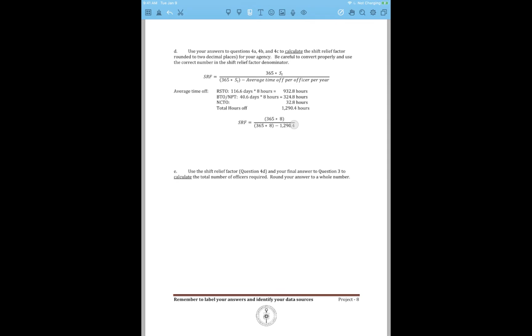So now I'm going to plug those numbers into the formula. So 365 times 8 divided by 365 times 8 minus 1290.4. Do the parentheses first. So it's going to be 2920 divided by 2920 minus the average time off, and finish it out. 2920 minus 1290.4 is 1629.6, and then when I do that division, I come up with a shift relief factor of 1.79, and it's rounded to 2 decimal places because that's what's in the instructions up here.